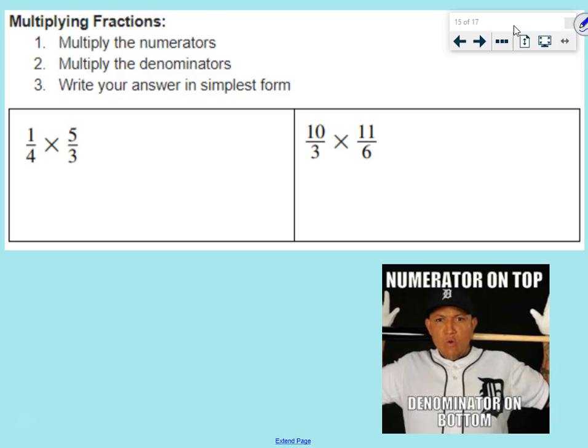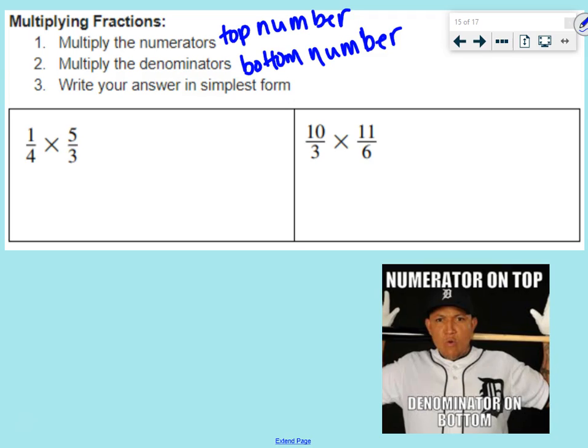So you're going to multiply the numerators, which, reminder, that's your top number. And then you're going to multiply the denominators, which is your bottom number. We don't have to worry about common denominators with multiplying and dividing. We just multiply and then write our answer in simplest form.